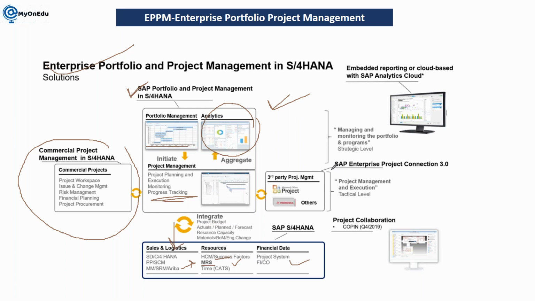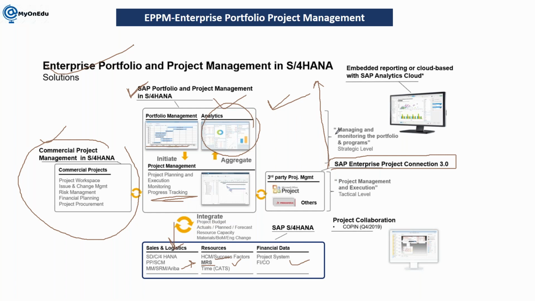Another is enterprise project connection. This module was recently added in S/4HANA. This enterprise project connection, EPC, helps us integrate PPM with Primavera or MSP. There is a specific requirement where we can use it. Now this entire EPPM system is available in SAP core. Earlier we were using PPM and CPM as an add-on, before the S/4HANA version 1709.